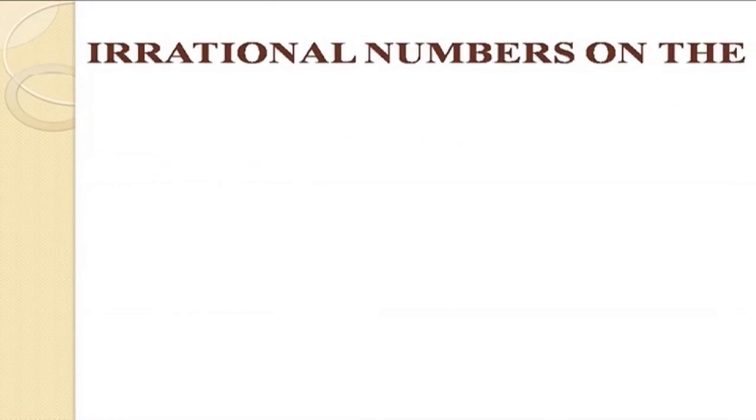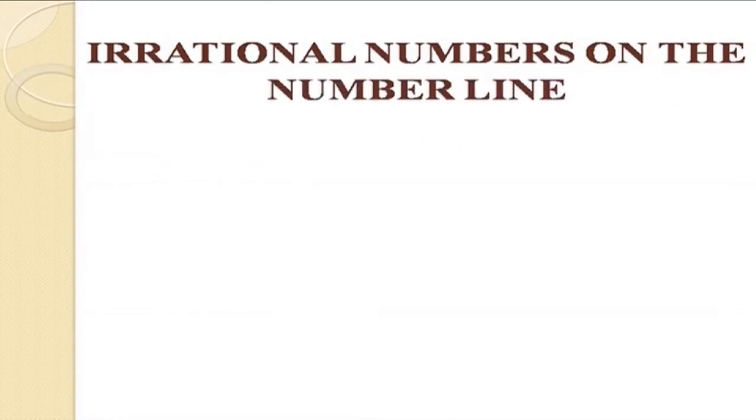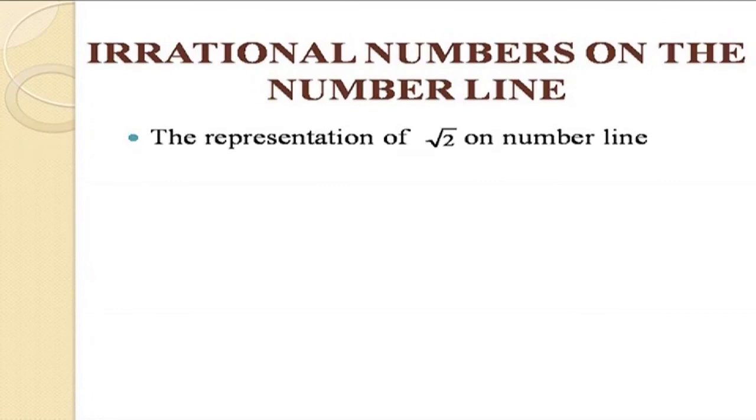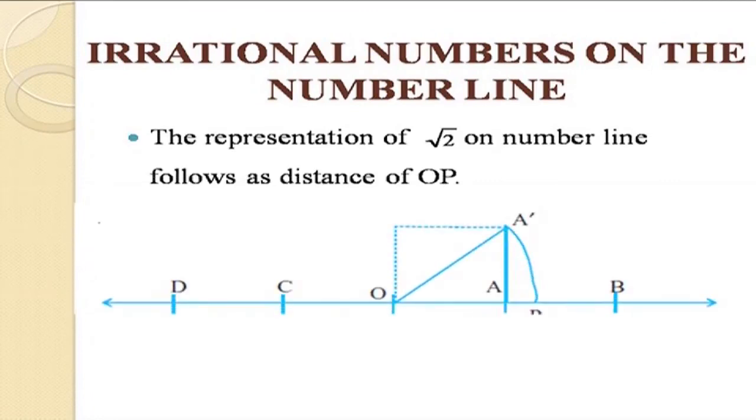Similarly, irrational numbers can be represented on the number line. Take root 2. Here the representation of root 2 on the number line is the distance O to O dash, which is nothing but equal to OP. So OP is exactly the distance root 2, and P is the location of root 2 on the number line.